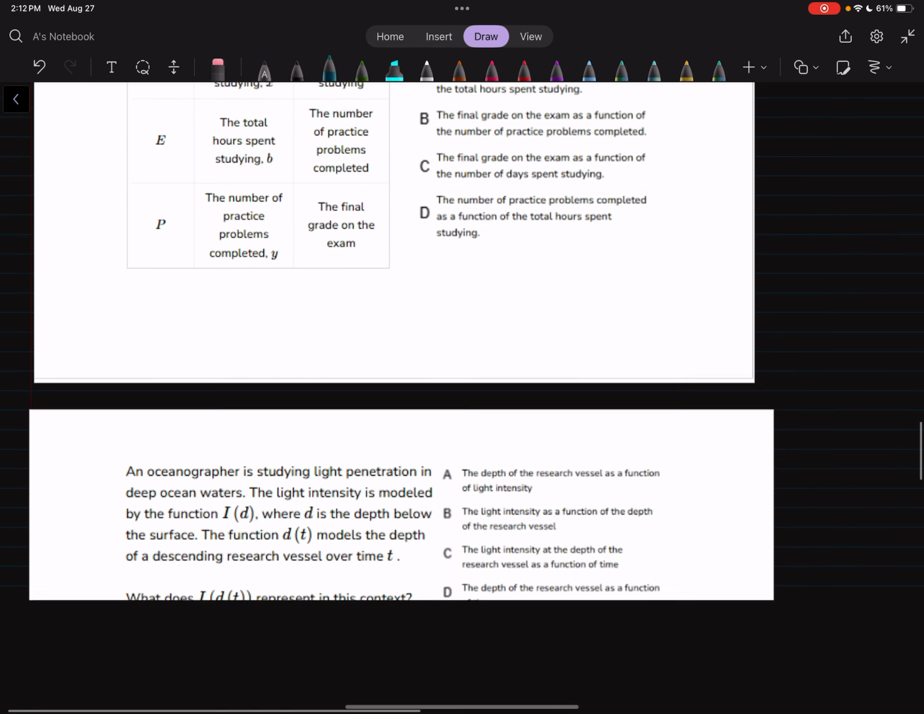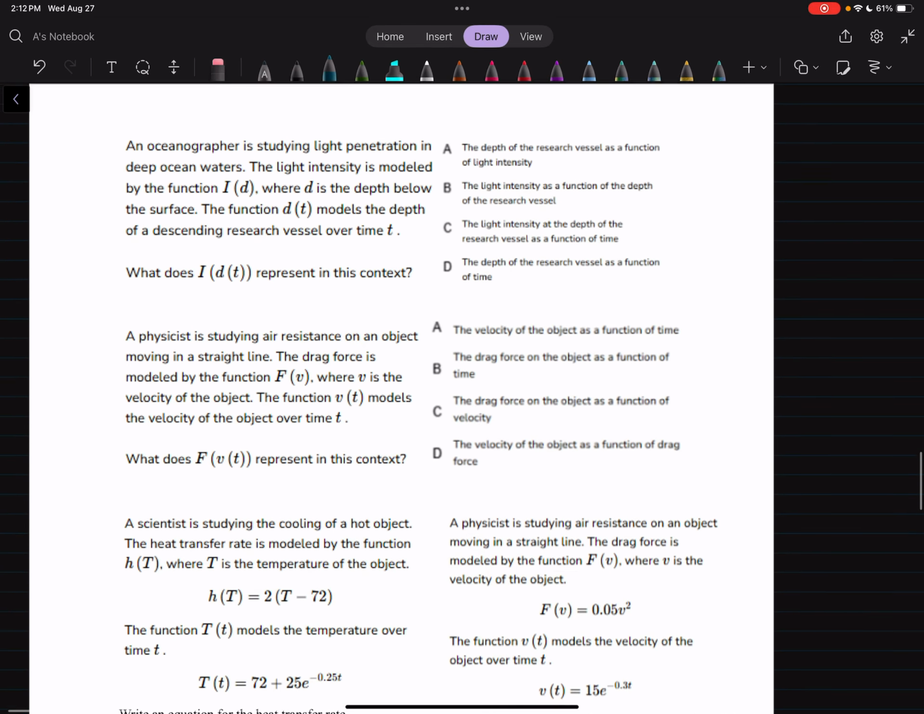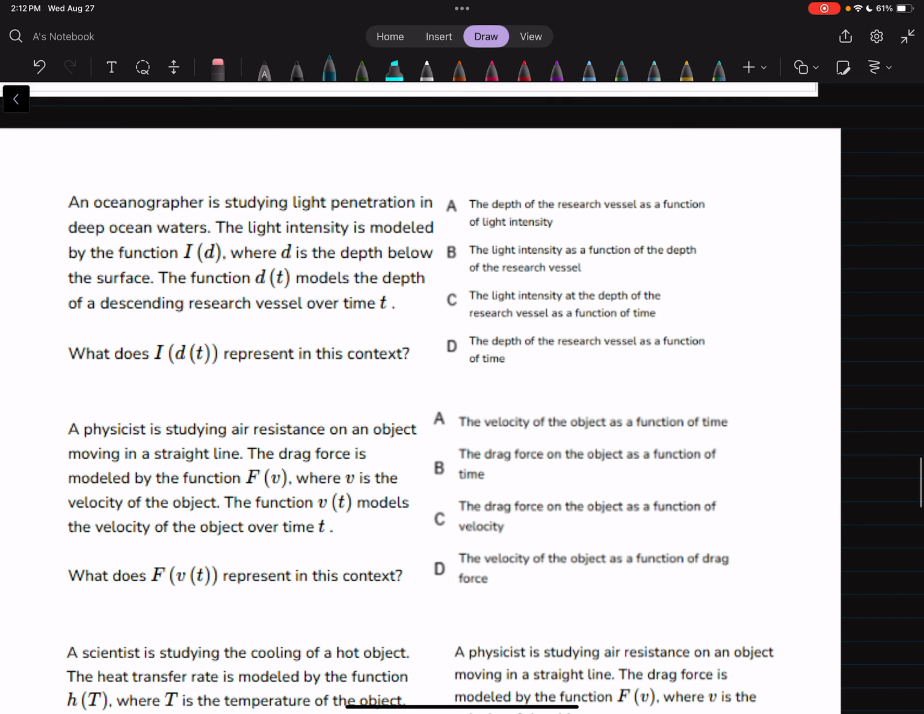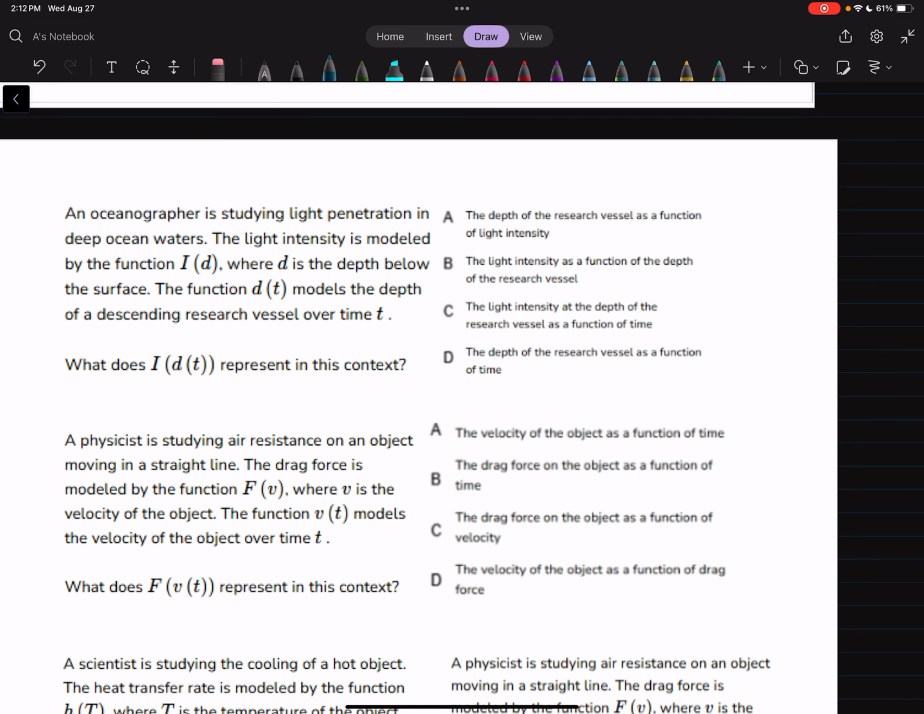I'm going to leave that one for you. Try one of these two. A physicist is studying air resistance on an object moving in a straight line. The drag force is modeled by the function f of v, where v is the velocity of the object. The function v of t is modeling velocity of the object over time. What does f of v of t represent in this context?